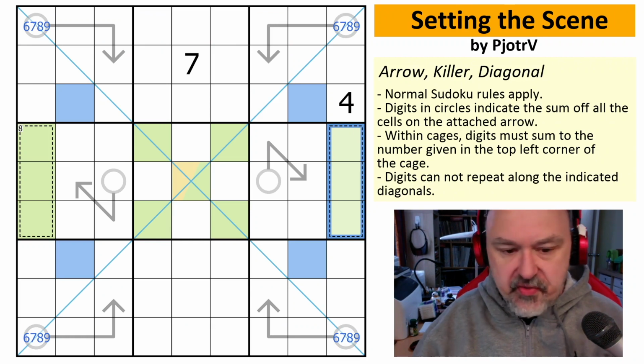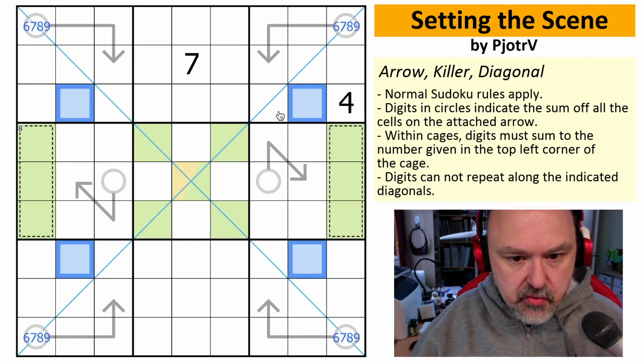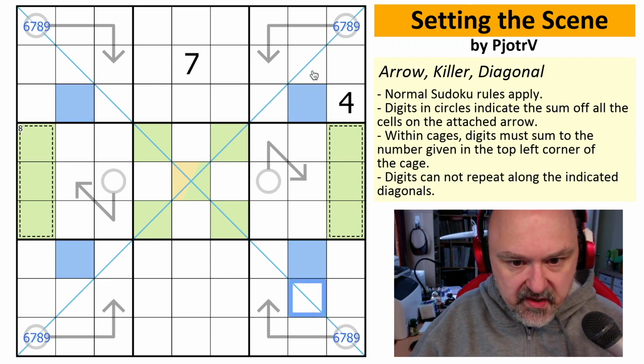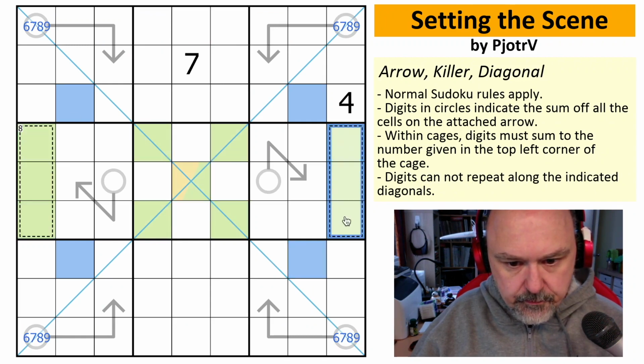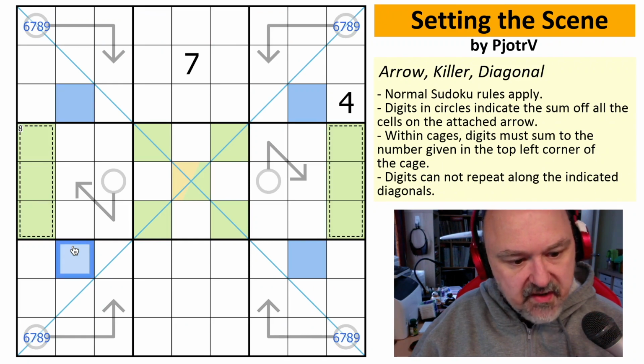Now that sums to 30, which would normally, if these were on the diagonal, be a very important number, because then we would know that they couldn't have a repeat on them, and that would force them to be 6, 7, 8, and 9, and force all of these to be minimums. But these aren't on the diagonal.